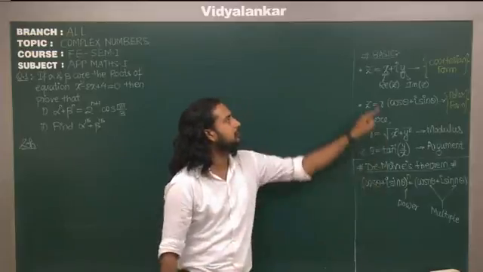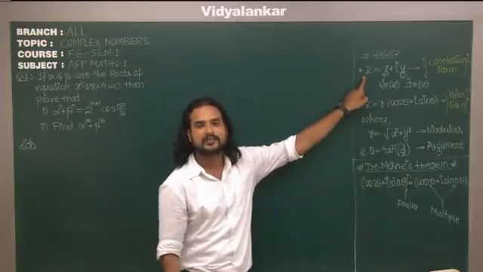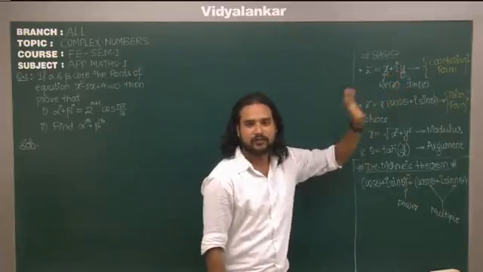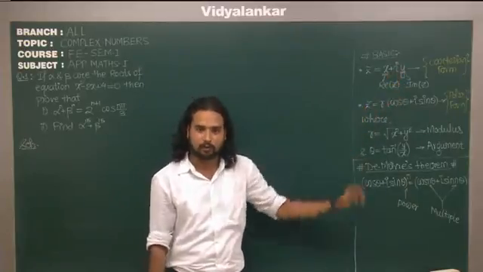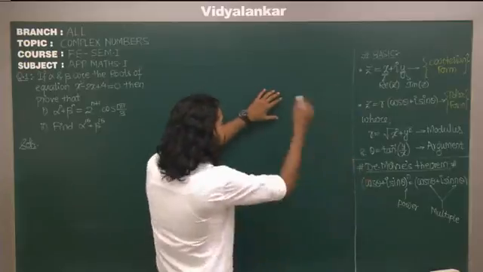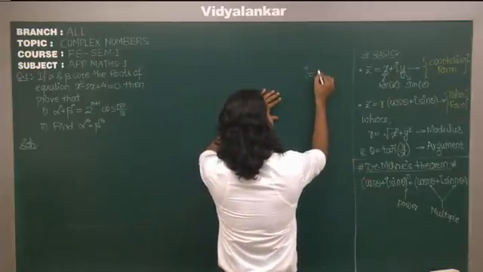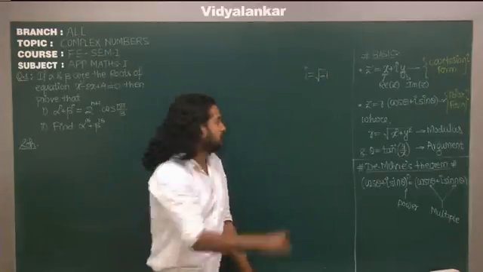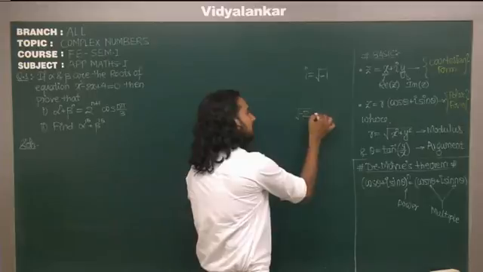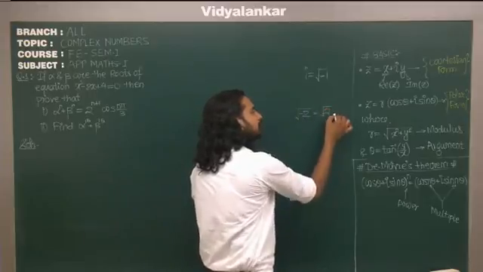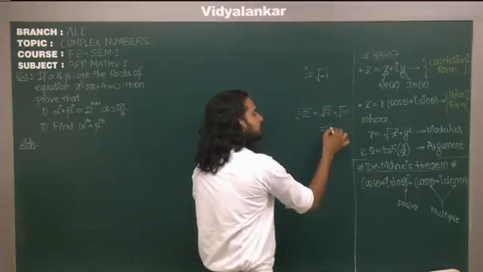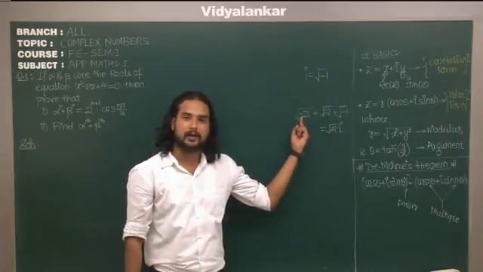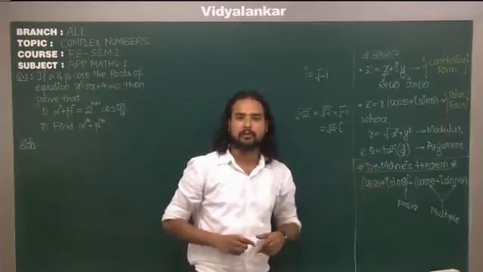Any complex number we represent by z, and a complex number is what? x plus iy. If you represent any number in this particular form, we call it a complex number. Now what is this i? i is basically square root of minus 1. So if suppose I get square root of minus 2, I can write it as square root of 2 into square root of minus 1, which is basically square root of 2 i. So if you get square root of a negative number, we call it a complex number.